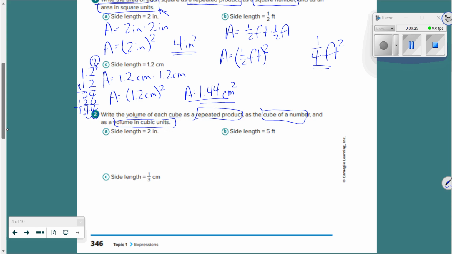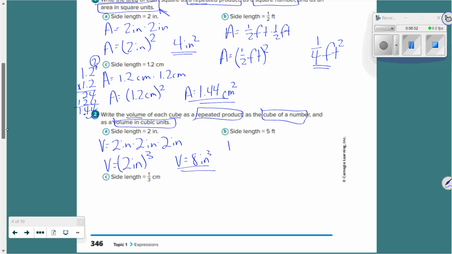So for my side length on the cube, my volume is going to be 2 inches times 2 inches times 2 inches. Or if I do it in exponential notation, again, I need to have those parentheses because I'm cubing both the 2 and the inches. Now we just do the math. What's 2 times 2? 4 times 2? 8. That's going to be 8 cubic inches.